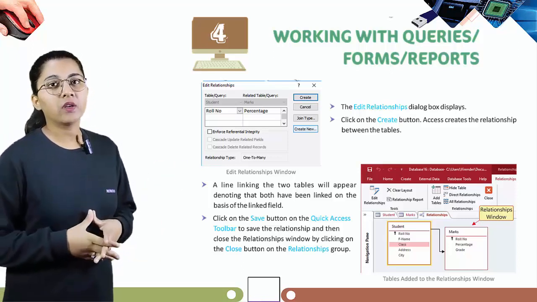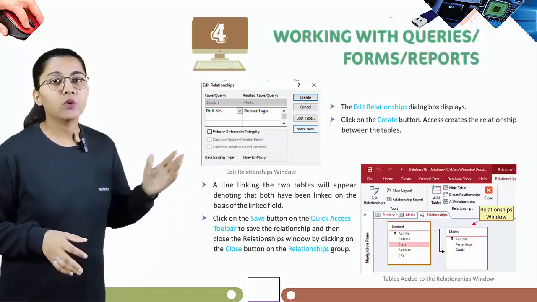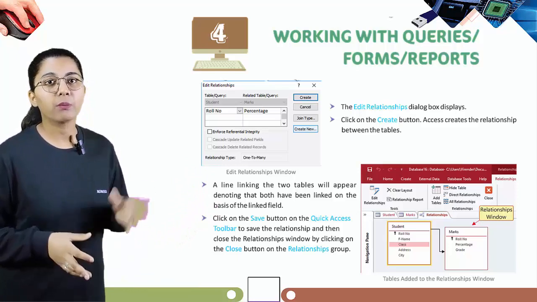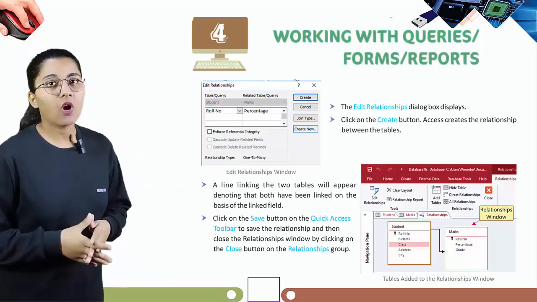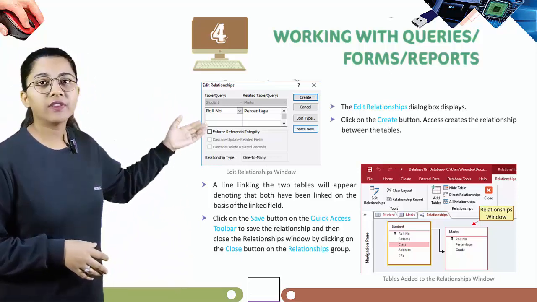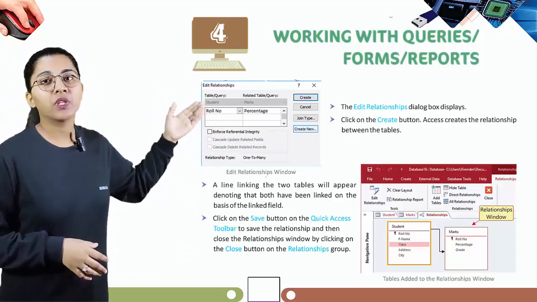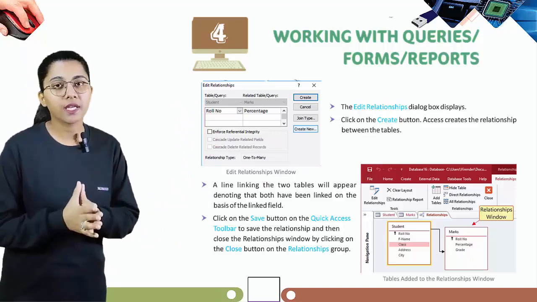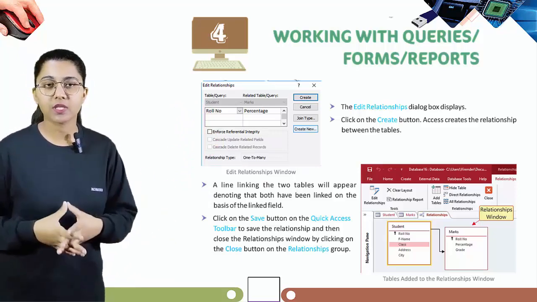Click on the save button on the quick access toolbar to save the relationship, and then close the relationship window by clicking on the close button on the relationships group. So students, here you can see the interface, tables added to the relationship window. So this is how you can maintain or create a relationship between tables.